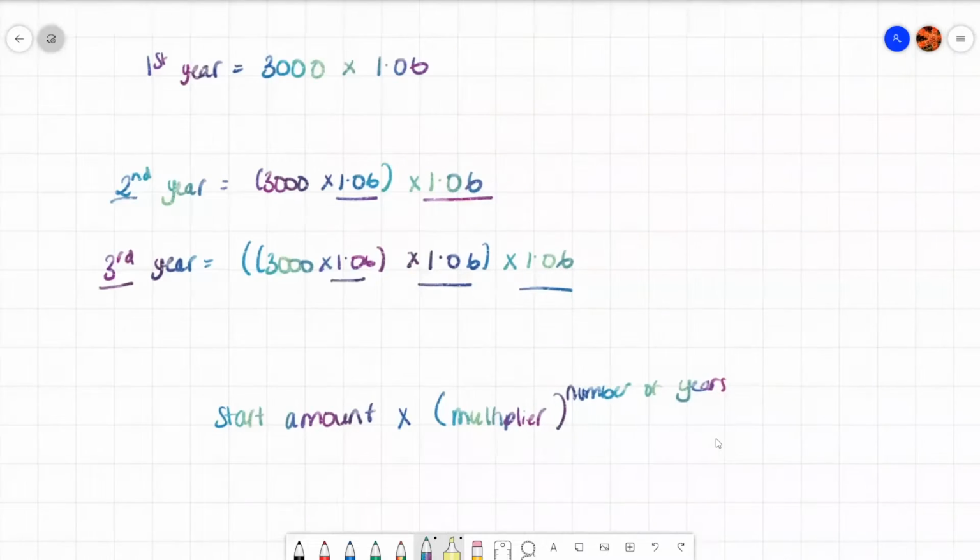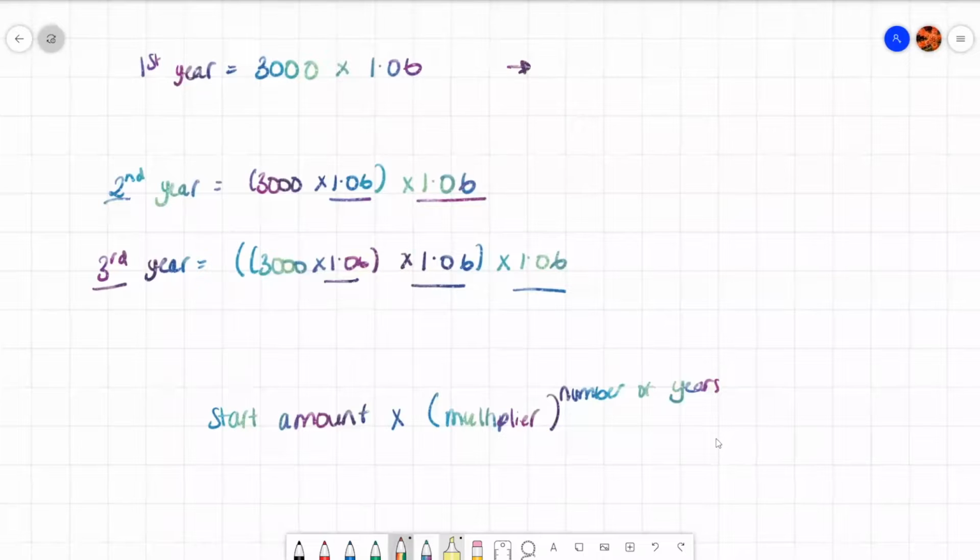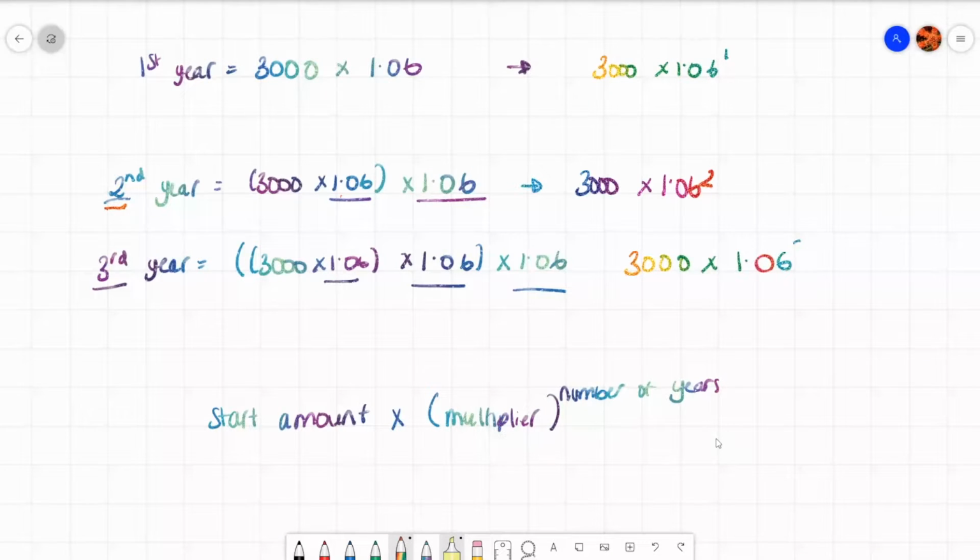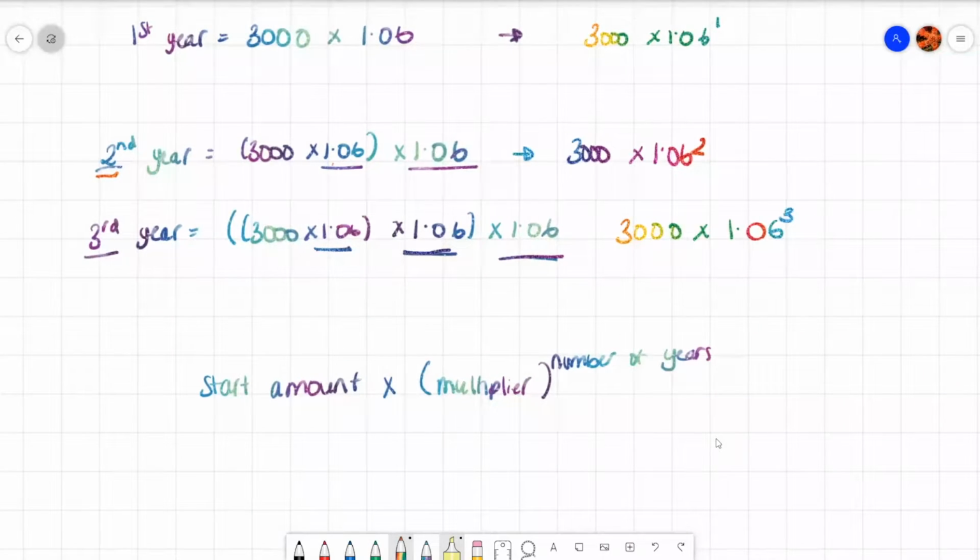And we can see that because that is 3,000 times 1.06 to the power of 1 year. That there is 3,000 times 1.06 squared, because 1.06 times 1.06 is just 1.06 squared. And look, second year, and the power is 2. And this one is 3,000 times 1.06 cubed. 3 years, and we're timesing 1.06 by itself 3 times. So that is the shortcut method.